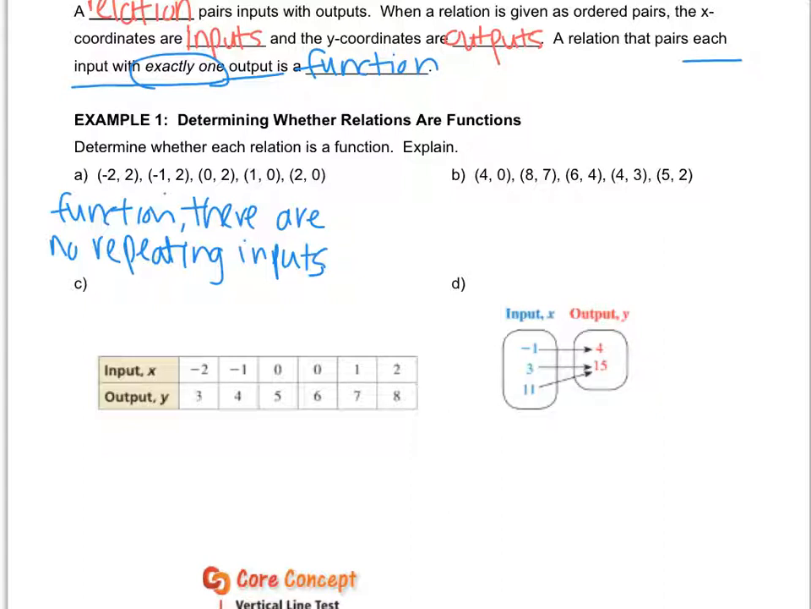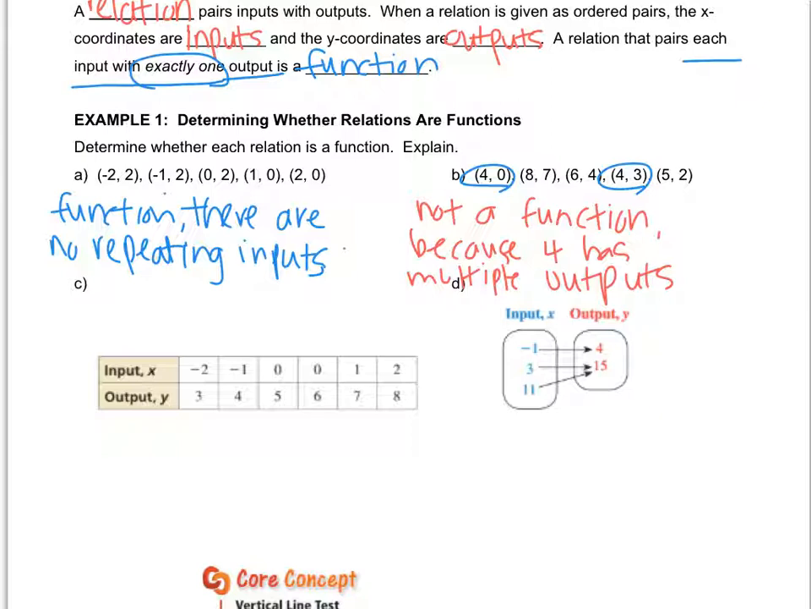Now we look at letter B, and you can see the input 4 shows up more than once. First it has a partner of 0, and then it has a partner of 3. Because of this issue, 4 repeating itself with a different output, it makes it not a function. And let's say why it's not a function. It's not a function because 4 has multiple outputs.